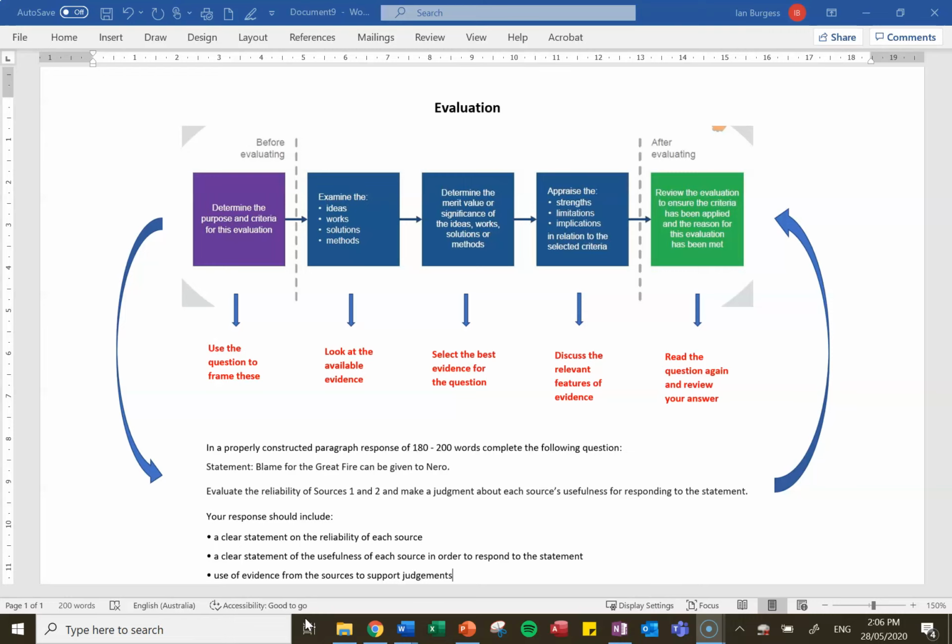In that section, we're going to consider going back and considering our features of evidence again: our origin, our motive, our audience, our perspective, our context, and implicit and explicit meanings. Once we've done that, we organise and develop our response. We sequence our ideas effectively, and then to finish the process off, we have to review what we've done. We have to go back and double check that we have covered and addressed the criteria or parameters that the question set out in our written response.